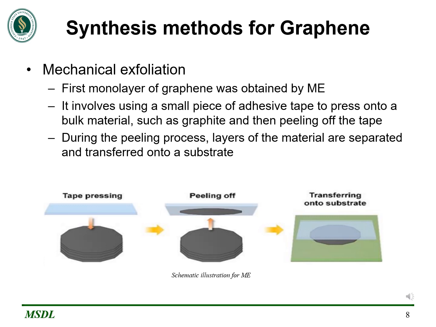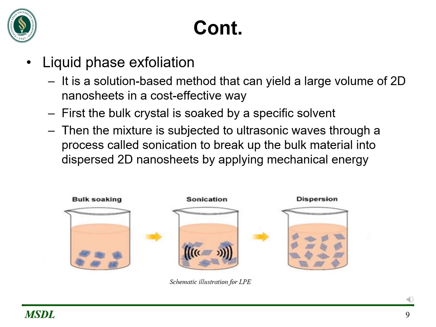During the peeling process, layers of material are separated and transferred onto a substrate. This process is repeated several times to obtain thinner layers of graphene. The other method for synthesis is liquid phase exfoliation. It is a solution-based method that can yield a large volume of 2D nanosheets in a cost-effective way.